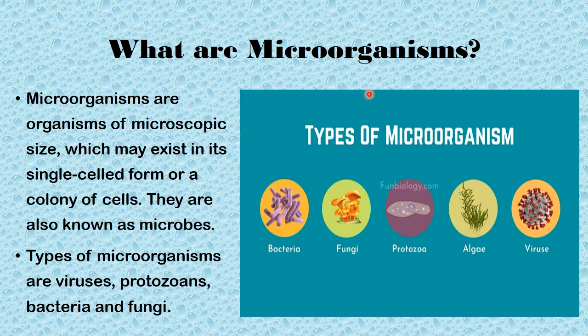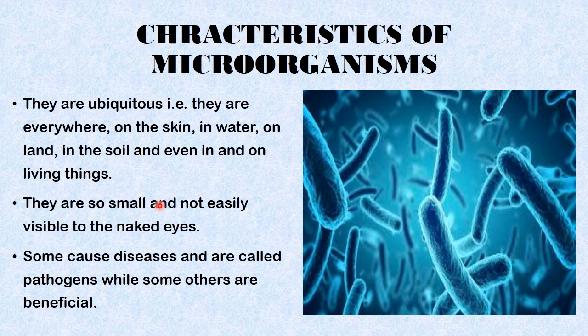So now, what are microorganisms? Microorganisms are organisms of microscopic size which may exist in a single cell form or as a colony of cells. They are also known as microbes. Now we have various types of microorganisms. We have 5 types: bacteria, fungi, protozoa, algae, and viruses. So we'll be looking at each one after the other.